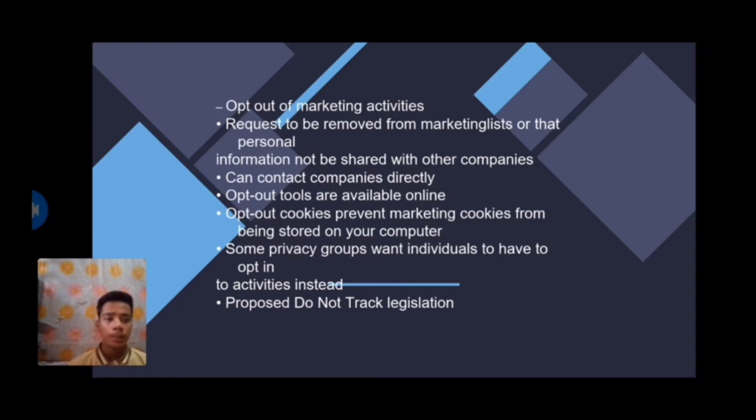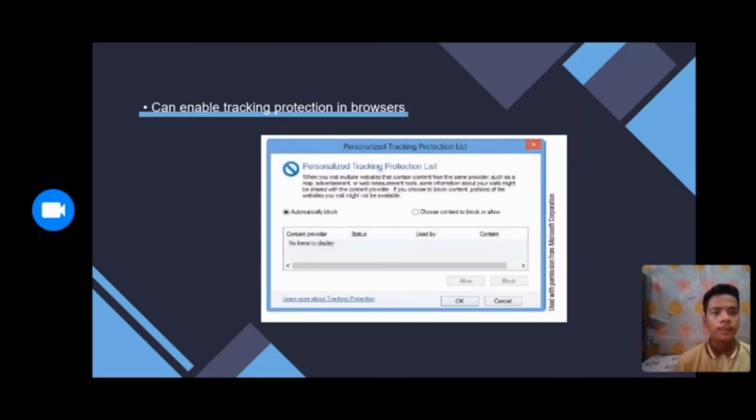Some privacy groups want individuals to opt in to activity instead. Propose do-not-track legislation. And you can also enable tracking protection in the browser. So these are examples of personalized tracking protection.